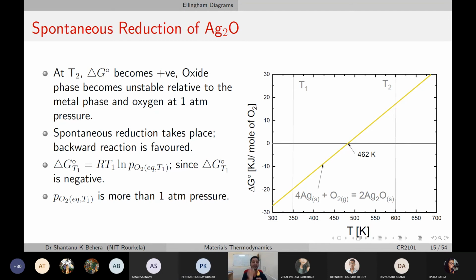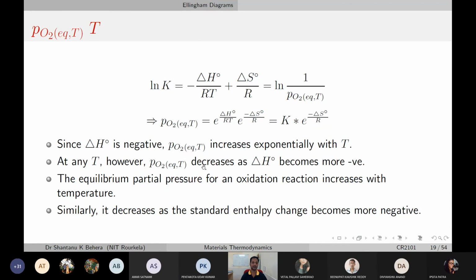Now, for every temperature, there is a specific partial pressure in the metal. And as the temperature increases, this also would increase.